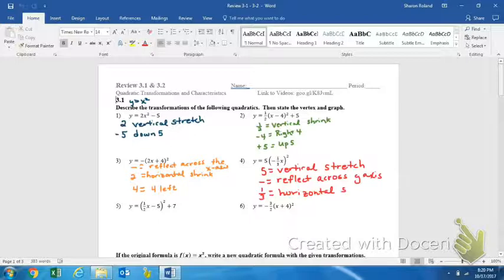Wait a minute. Hold on. Let me look at this. It's a horizontal shrink, vertical stretch. That's right.